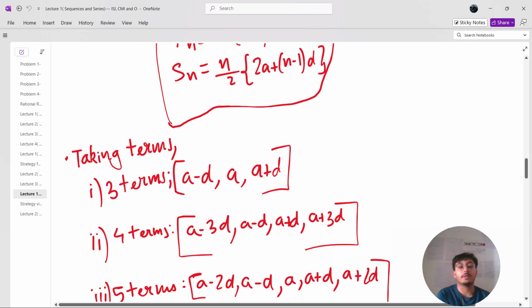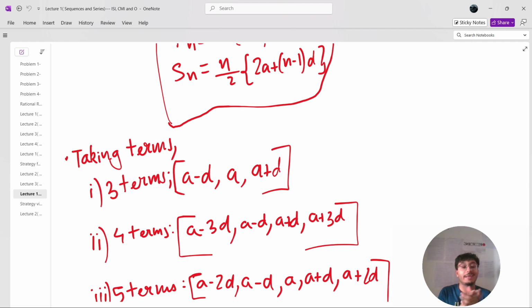Now, taking terms, there are various questions in which we have to assume certain terms in order to calculate the missing part of the problem. So when we are taking three different terms and we do not know both the first term and the common difference, but some other information is given, like the summation of the three terms or the summation of the four terms and so on.